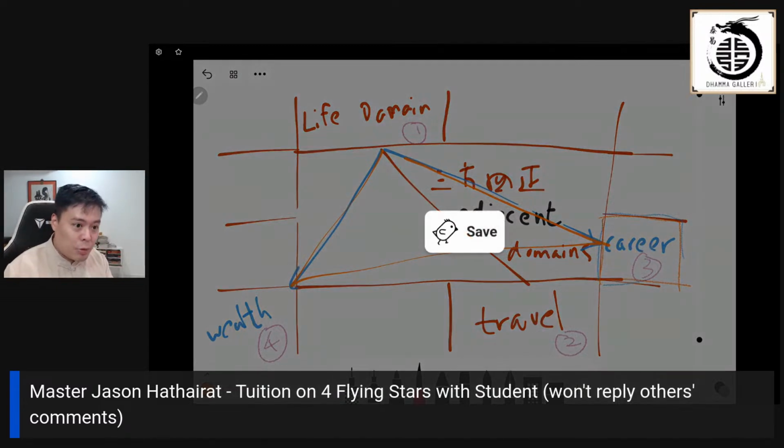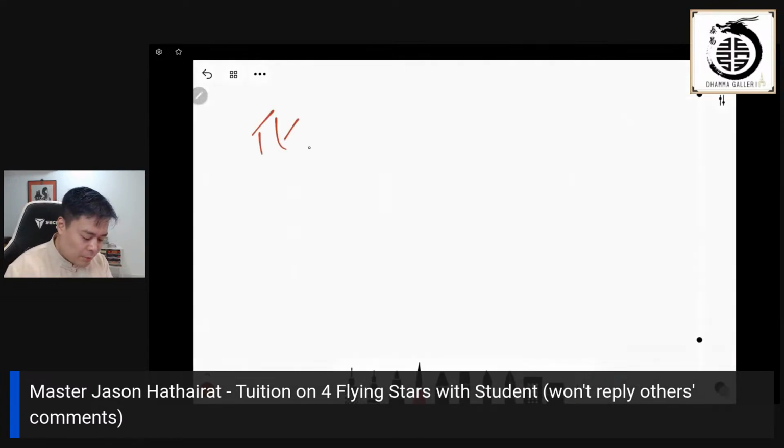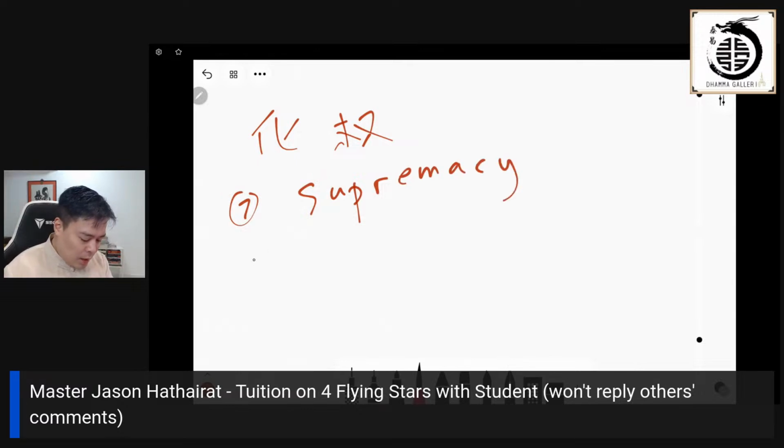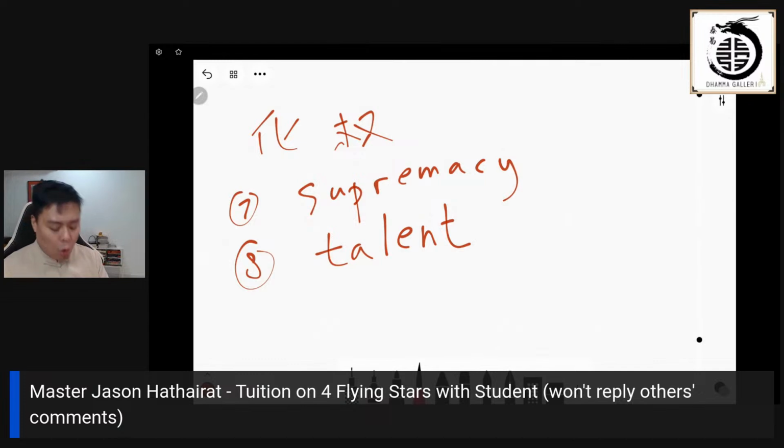Some of the other concepts related to Hua Quan are supremacy. Was it number 7? But never mind, the numbers are not really important. It is also related to supremacy. Number 8 is related to talent. So for example, if you are having Hua Quan pairing with, let's say, okay, let me give you an example. Let me give you a good example to see.